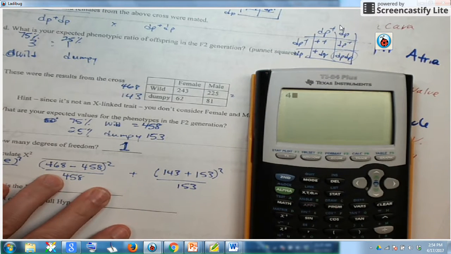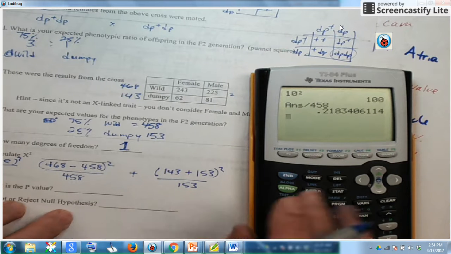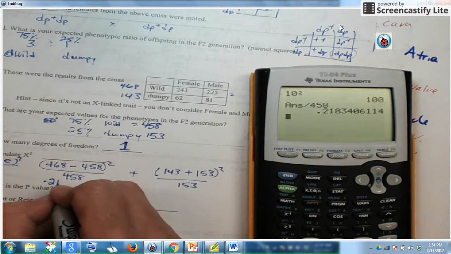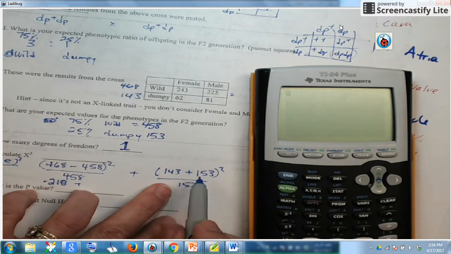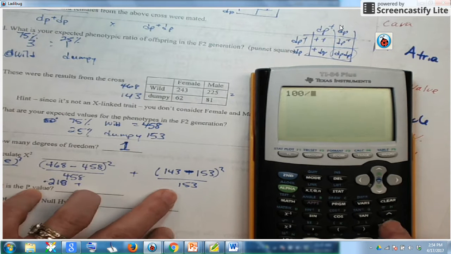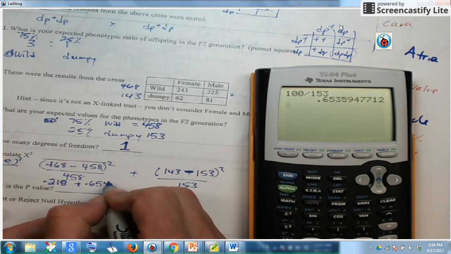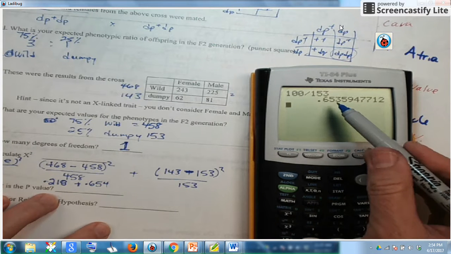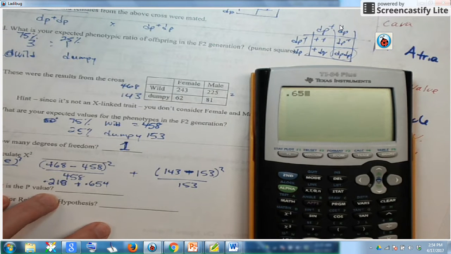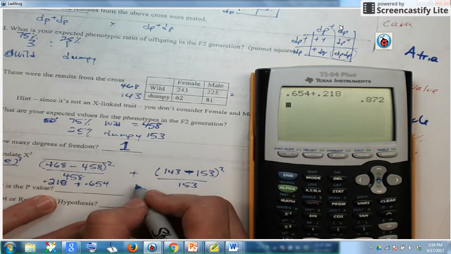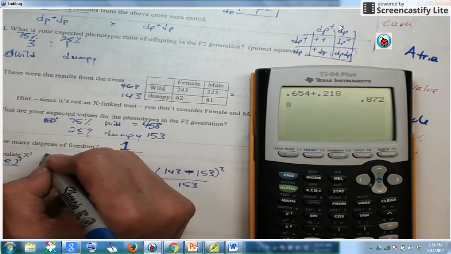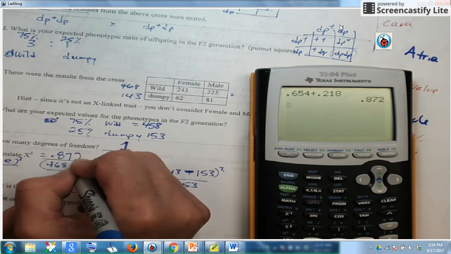Plug these numbers in the calculator, 468 minus 458. So that's 10 squared divided by 458, and that is 0.218 plus, again, that difference is 10, so that's 100 divided by 153, which is 0.654, because we round that to 3 places behind the decimal. So 0.654 plus 0.218, this total is, so our chi-square is 0.872.